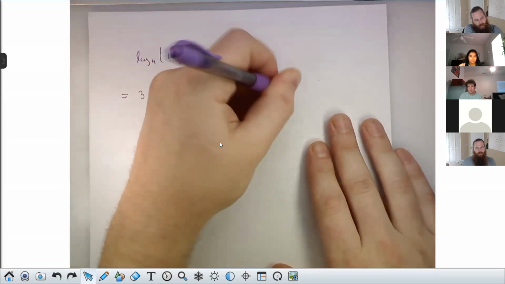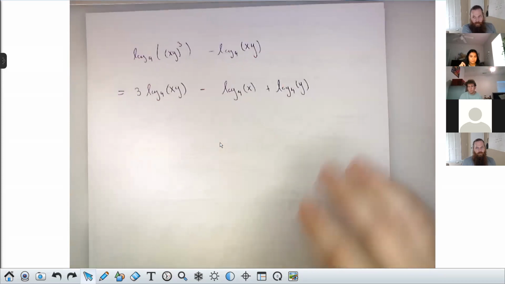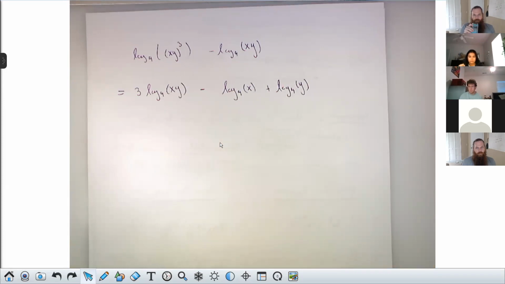Okay. I have a question to everybody in the room. Is this, as it's written now, correct? It still needs to be expanded, the 3 log base 4 of xy. True. So we could go further, but is this erroneous in any way? Is there anything wrong with what's written here?